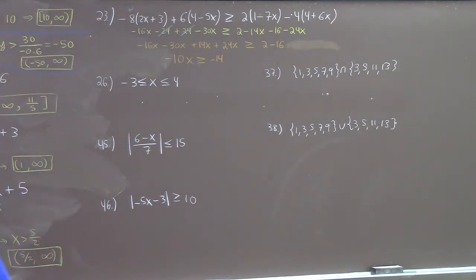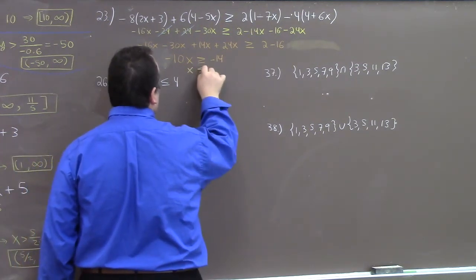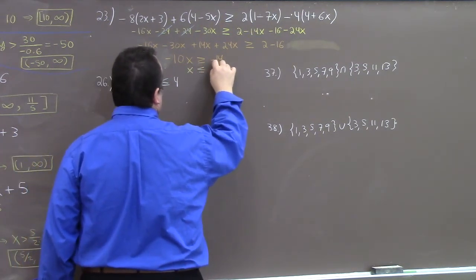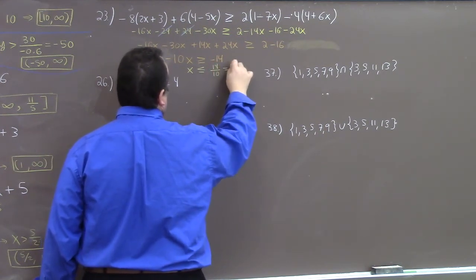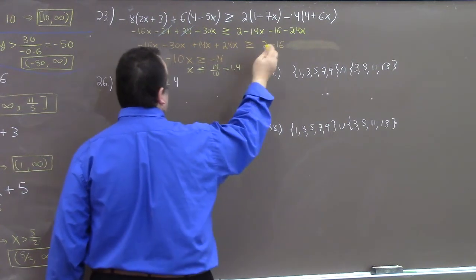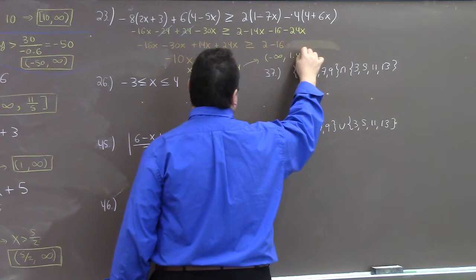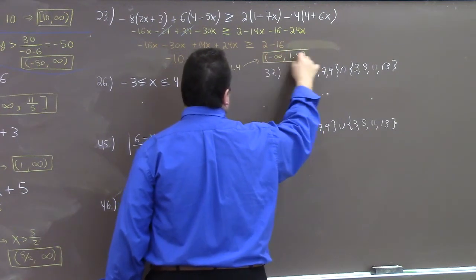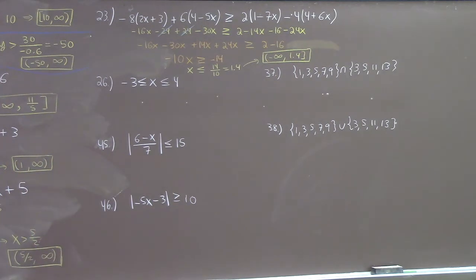So then x is less than or equal to minus 14 over 10, which is 14 over 10, which is 1.4, right? So it looks like the answer is minus infinity to 1.4 included. I'm a little worried about this one because I got a lot of steps. Anytime I make that many steps, it gets me a little antsy.